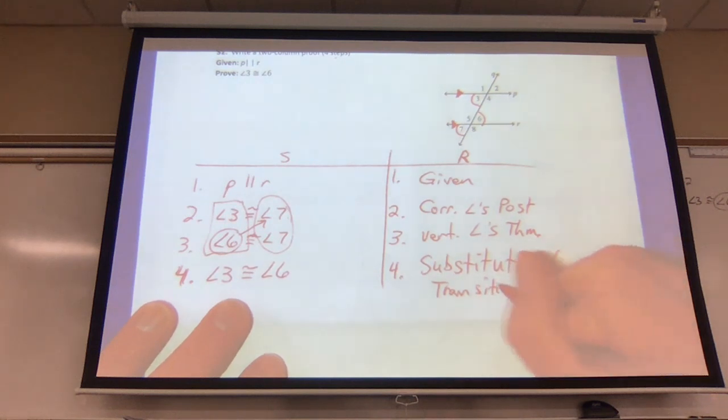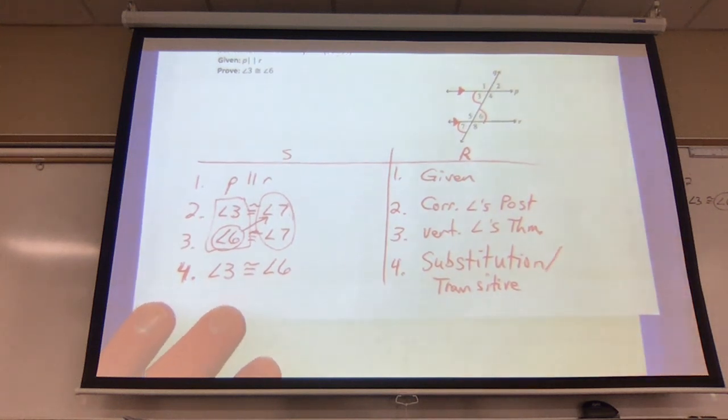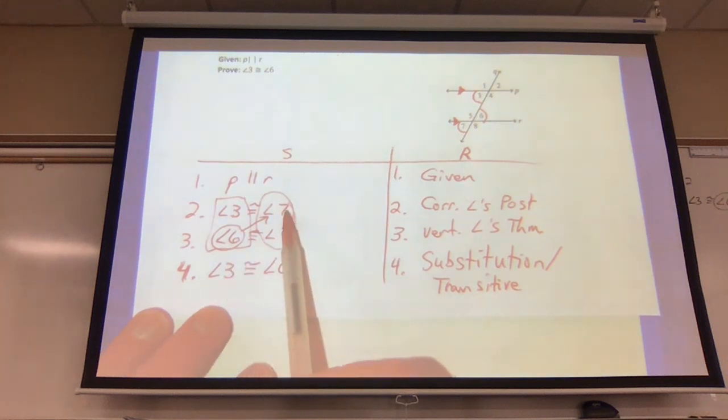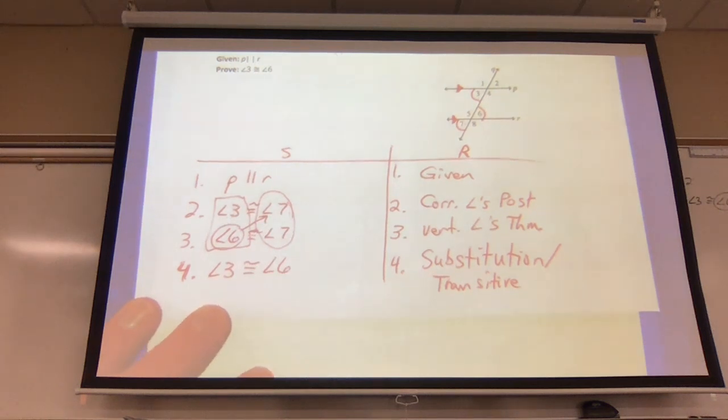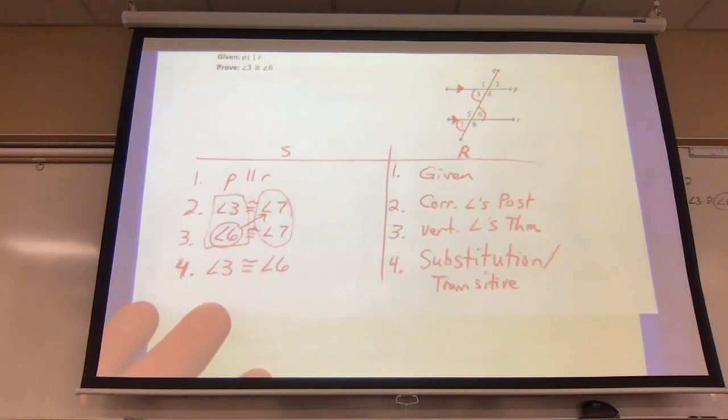Did I spell transitive right? Either one would work. You could look at it as substituting one in for the other. That works. Or you could do the transitive property since they're both congruent to 7. So yes, either one is fine. Any other questions with that?